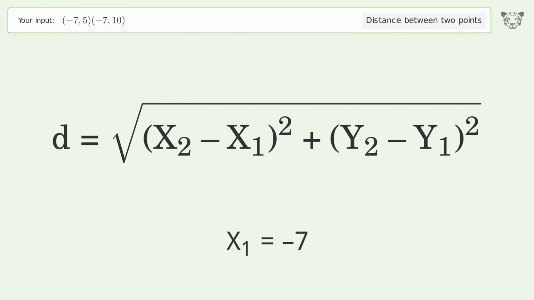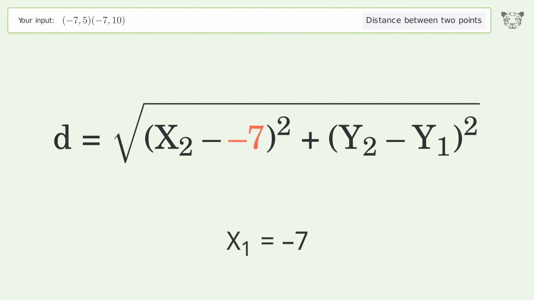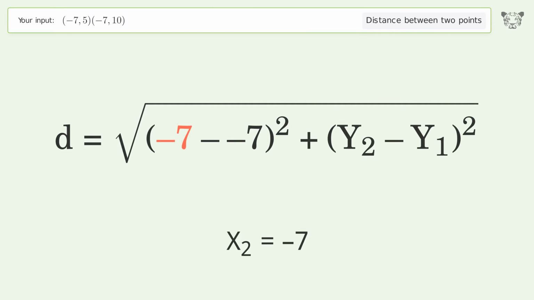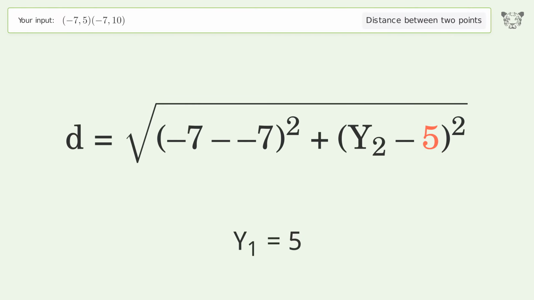x1 equals -7. x2 equals -7. y1 equals 5. y2 equals 10.